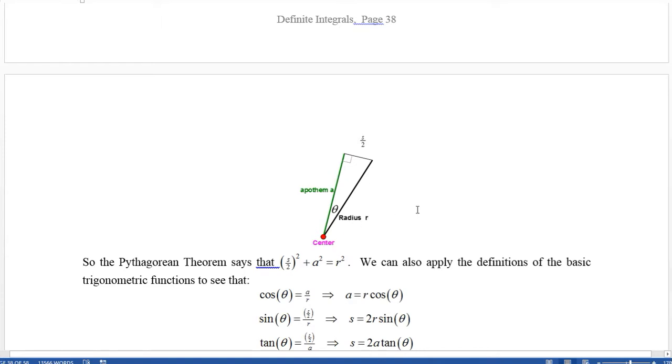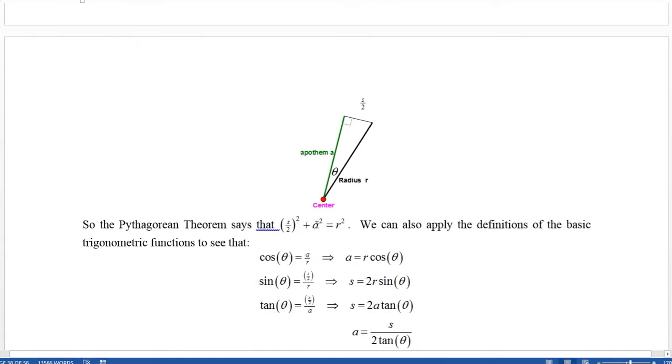In particular, one of them is the Pythagorean theorem: (S over 2) squared plus A squared equals R squared. But we also have the definitions of the basic trigonometric functions. The cosine of an angle is the length of the adjacent leg over the length of the hypotenuse. That's going to be cosine theta equals A over R. Solving for A, we get A equals R times cosine of theta. Similarly, the sine of the angle theta is the length of the opposite leg over the hypotenuse. So that would be S over 2 over R.